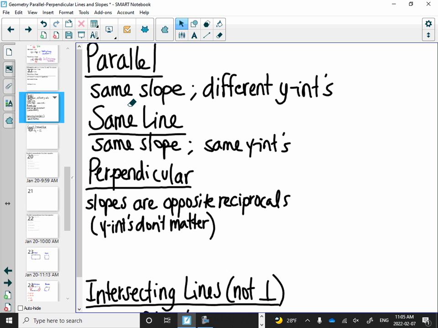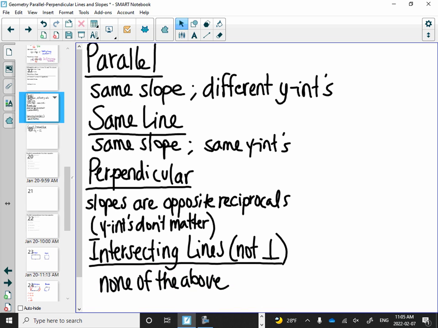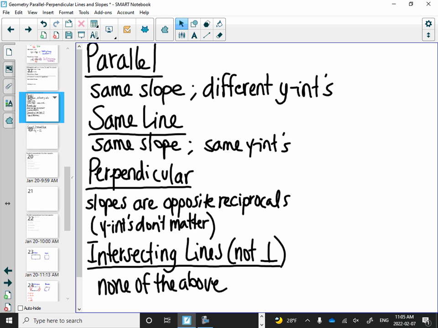And then if it's none of these, then we're just calling it intersecting lines that are not parallel. I'm sorry, not perpendicular. So that'd be none of the above. It's just two regular lines that intersect. Okay? Those are our four options.